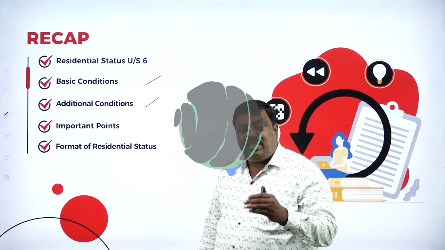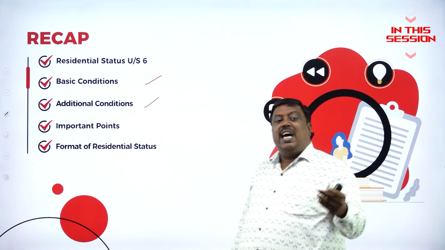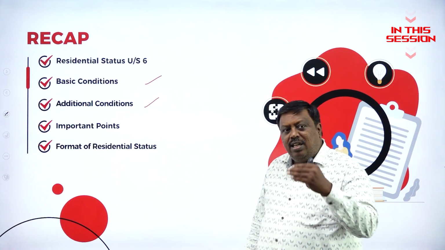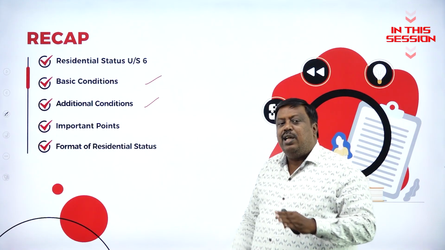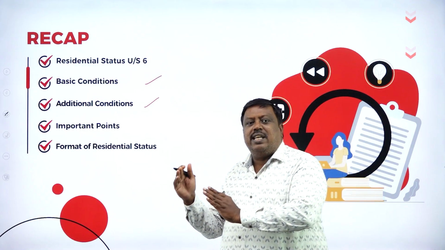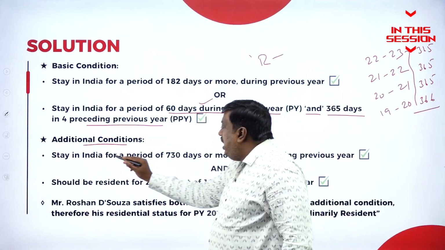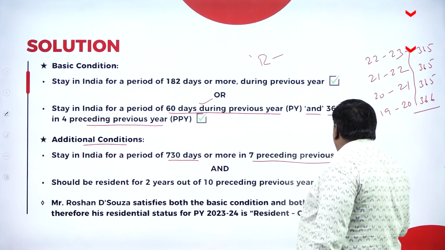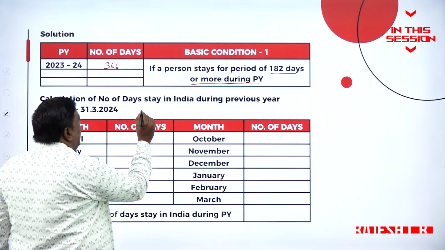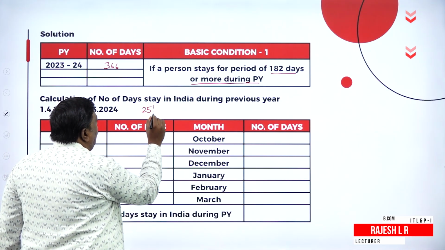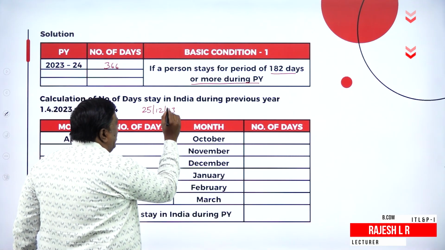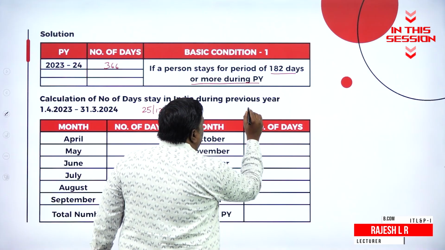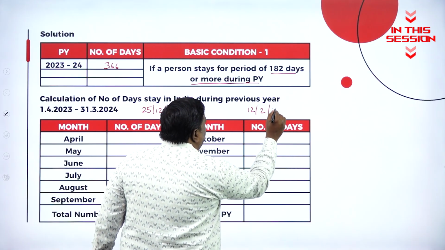If it satisfies any one basic condition and any one additional condition, then it is called resident, not ordinarily resident for the tax purpose. Stay in India for a period of 730 days during 7 preceding previous years. So when I'm leaving India on 25th December 2023, when I return back 12th February 2024.